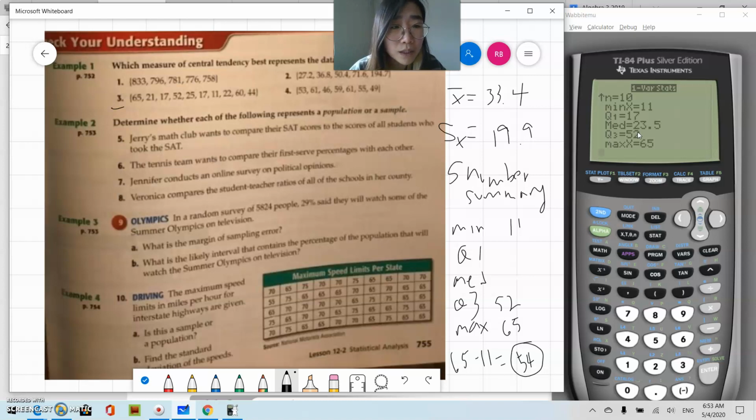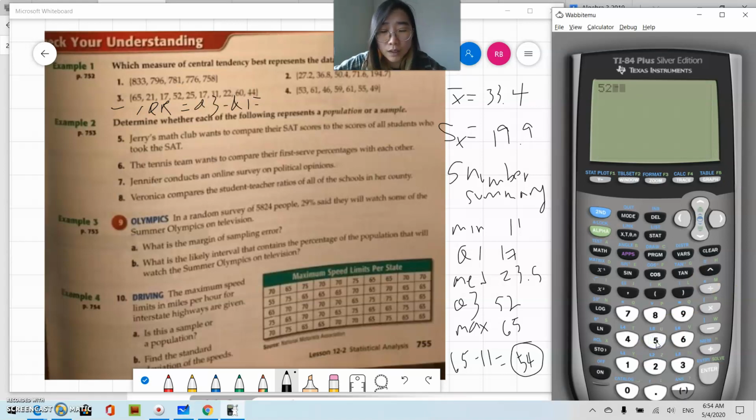Q3 is 52. Median is 23.5. And we talked about that at length yesterday compared to the mean. Why is it so different? What does that mean when it's so different? And also, we're going to just focus on variation today. So IQR, like I said, is Q3 minus Q1. Those are the two values, 52 minus 17. So let's do that, 52 minus 17. So my IQR is 35.